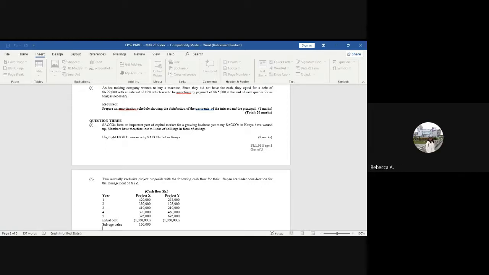Too many circles. There are many circles existing, and that means there's a lot of competition. There's mismanagement by the management. There's also illiteracy. Most members of the SACCO are not informed. There's lack of use of innovative solutions or improvements to their operations.